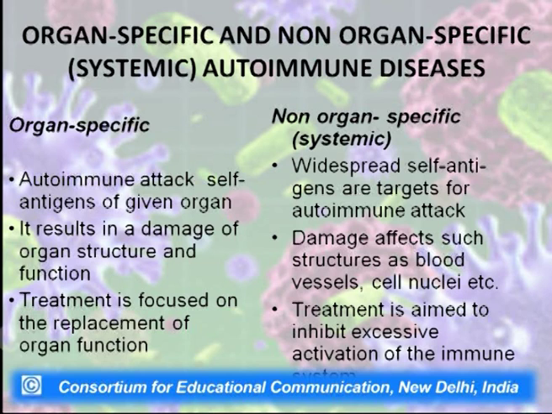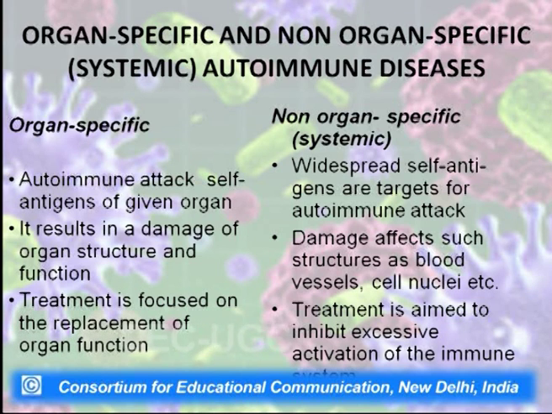Coming to the next type, which is organ specific and non-organ specific or systemic autoimmune diseases. Now, let us understand how the organ specific disease is different from a non-organ specific or systemic disease. As the name suggests, in organ specific, the autoimmune attack is against the self antigen of a given organ. It is in a localized place. It results in damage of the organ structure and function, and basically the treatment would be focused on replacement of that organ function, because once damaged, most of the times the autoimmune diseases are non-reversible.